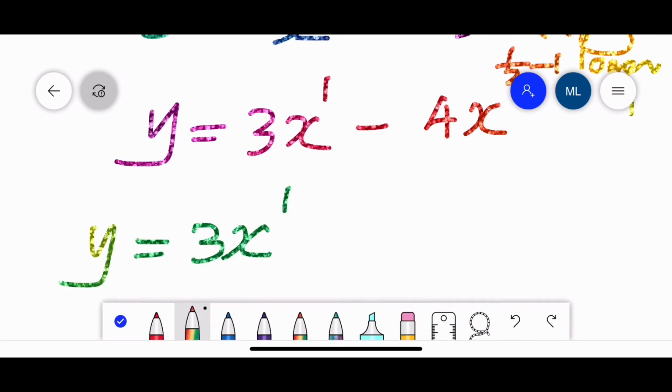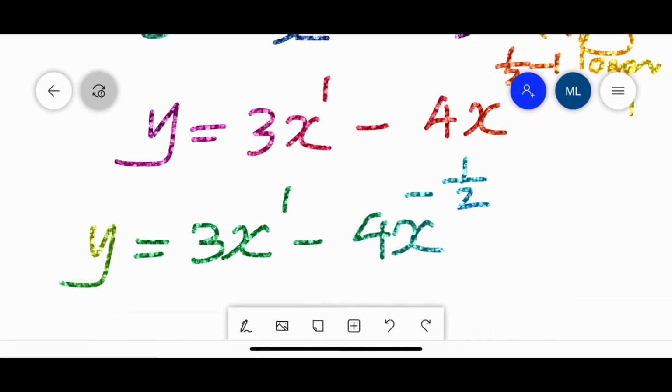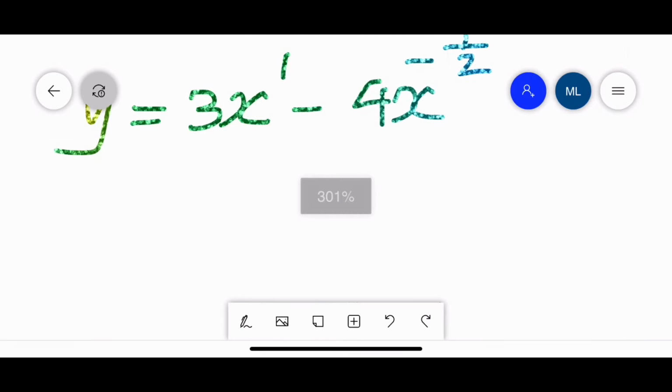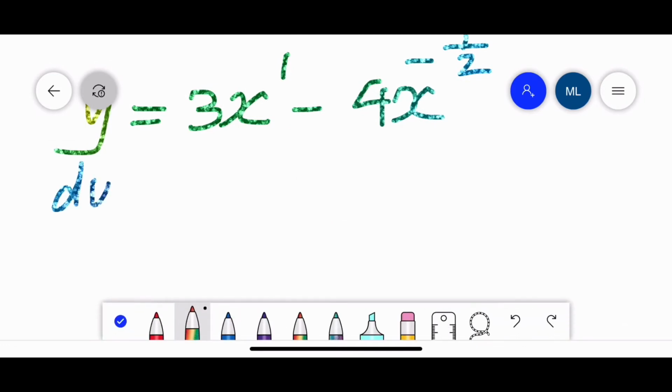Now I simplify further. I got 3x^1, minus 4x negative half. Alright, so then I will do dy/dx. Now it looks like you are having ax^n, right? So 1 times 3x^(1 minus 1), which is 0. So normally for 3x we will get 3 because it's 3x. 1 times 3x power 0. x power 0 is 1, so it's 3.